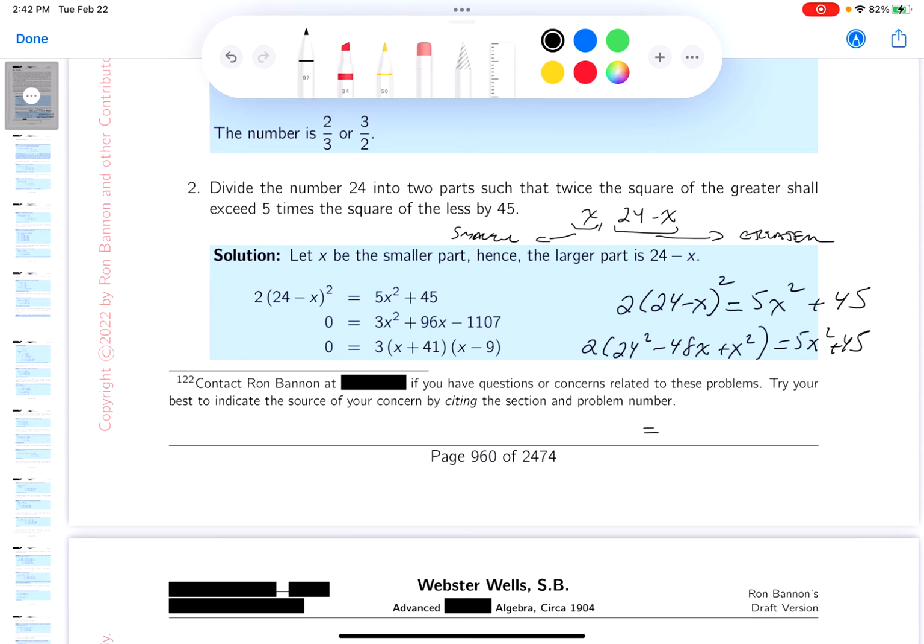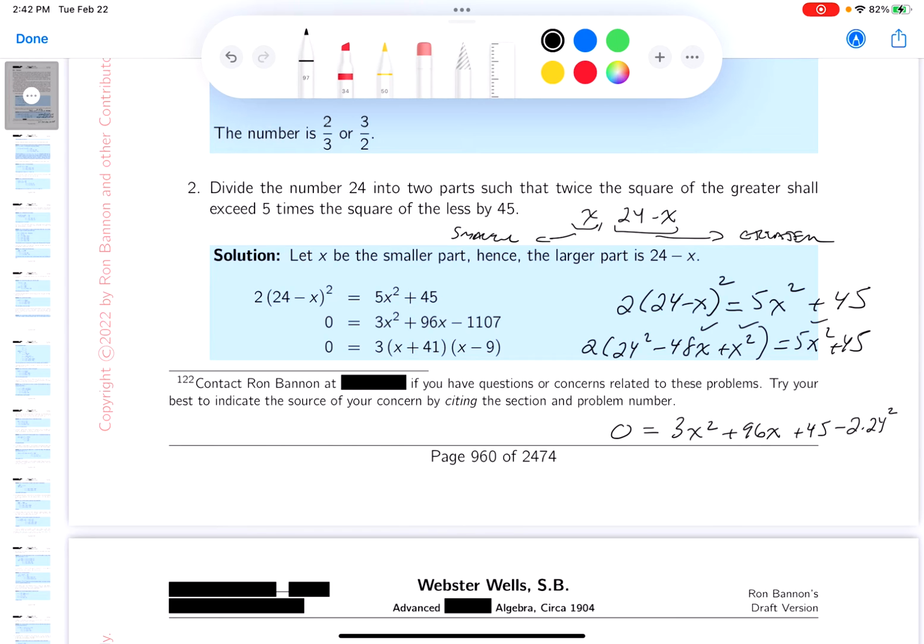And I'm gonna start doing things one at a time, and I'm gonna take care of the x squareds. It's gonna be 5x squared minus 2x squared, which is 3x squared. And then I get, that's minus 96, so plus 96. Now the number's a little peculiar, but I'm gonna write it down for you. It's gonna be actually 45 minus 2 times 24 squared. I have to do that arithmetic, by the way.